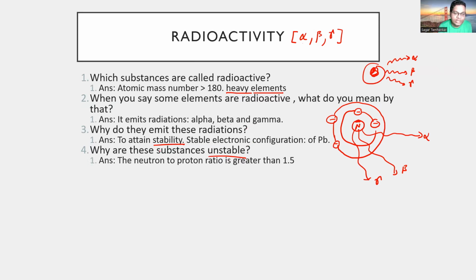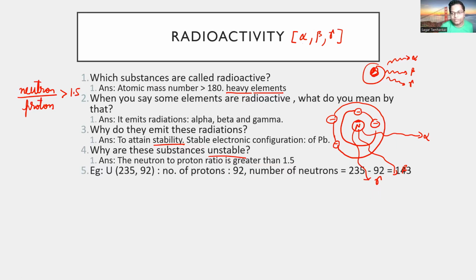So the answer to that question is the neutron to proton ratio has to be greater than 1.5. So the meaning is that the neutron to proton number has to be greater than 1.5. Substances with a neutron upon proton number more than 1.5 are radioactive.